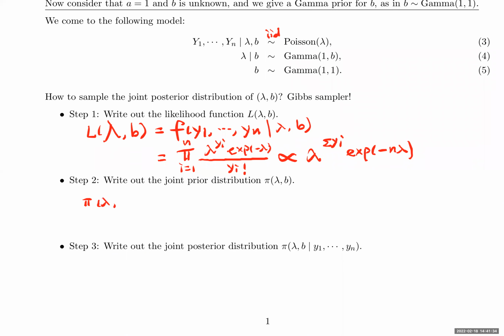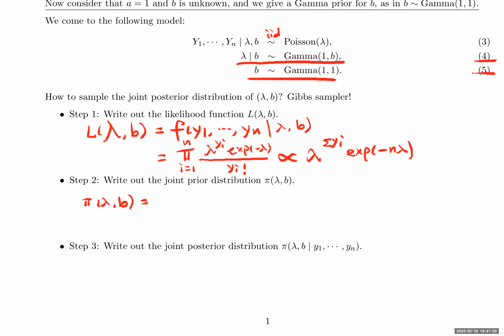All right, the next step is to write out the joint. This is the place that is different from what we did in class. In class for mu and phi, if you remember, we gave independent priors for those. So the joint becomes the product of the two marginals. However, here, if you look at equations 4 and 5, what do we see? We see that we have a marginal prior for b, and we actually have a conditional prior for lambda given b.